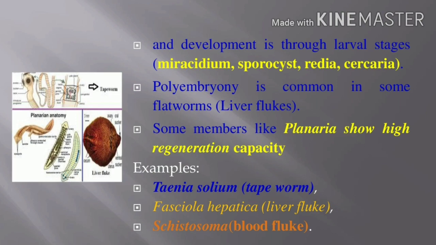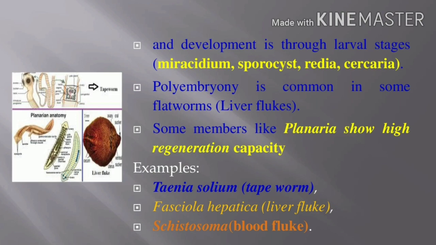Next, which one has a high regeneration capacity among the Platyhelminthes? Planaria. Planaria has the high regeneration capacity of Platyhelminthes. Note it. What are the examples of Platyhelminthes? Taenia solium, tapeworm. Fasciola hepatica, liver fluke. Schistosoma, blood fluke. These are important 2 mark questions. So what are the examples of phylum Platyhelminthes? Tapeworm, Taenia solium, liver fluke, Fasciola hepatica.